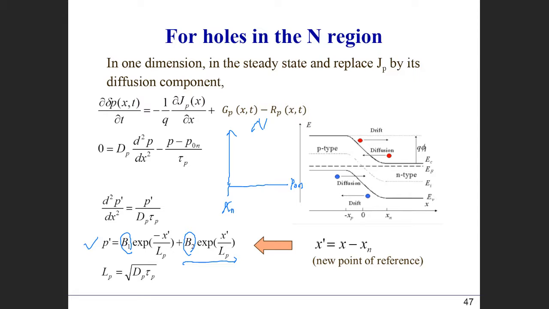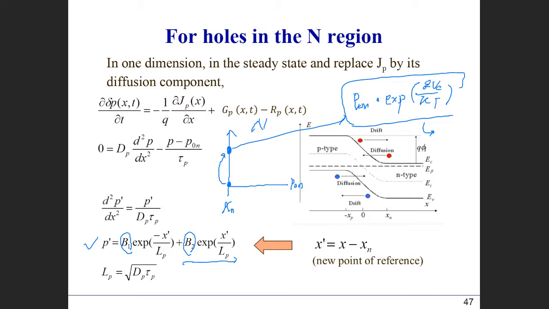Now, at the depletion edge, if we apply the forward bias, the concentration from the p_n0 is going to be increased to the new value. And this new value, as we discussed, is going to be p_n0 multiplied by exponential qVa over kT. So that serves as one boundary condition. Boundary condition one will follow this one.